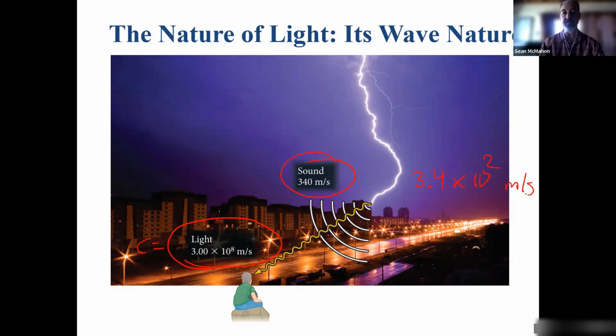Now, how big of a difference? Well, 10 to the 8th, right, compared to 10 squared, right? If we subtract the exponents, it is 10 to the 6th, all right, 6 zeros, that's 1,000,000 times faster. So light is 1,000,000 times faster than sound. I wanted to throw that in just to give you a relative idea of how fast electromagnetic radiation actually travels.